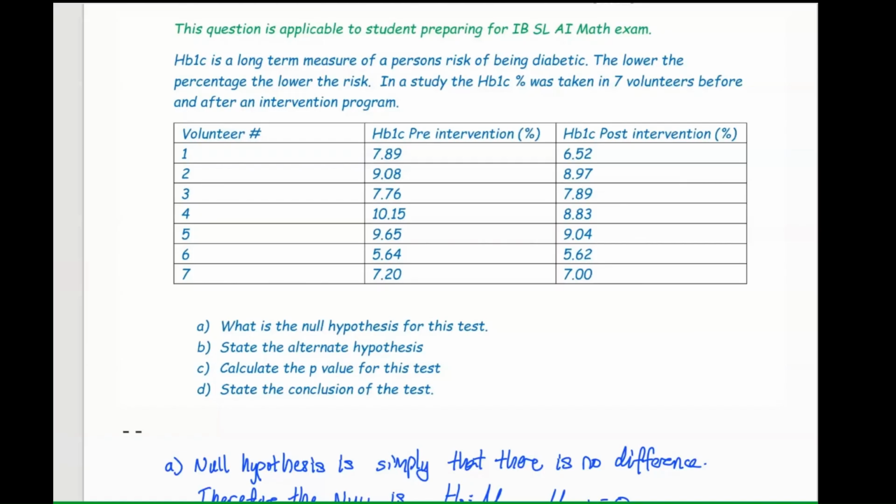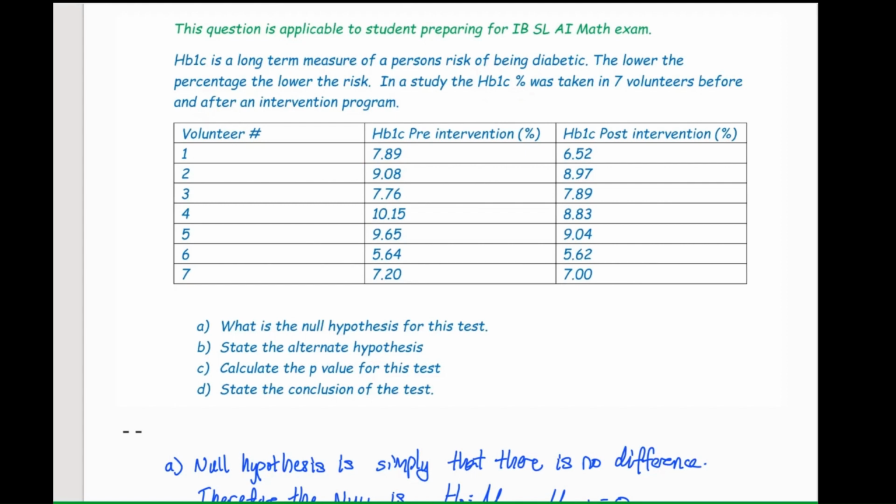Hello. Here's an IBSL question. HbA1c, hemoglobin A1c, is a long-term measure of a person's risk of being diabetic. The lower the percentage, the lower the risk. In a study, 7 volunteers were taken before and after an intervention program. So this measurement was taken twice on the same volunteer, before and after. Here's the data, before, after.